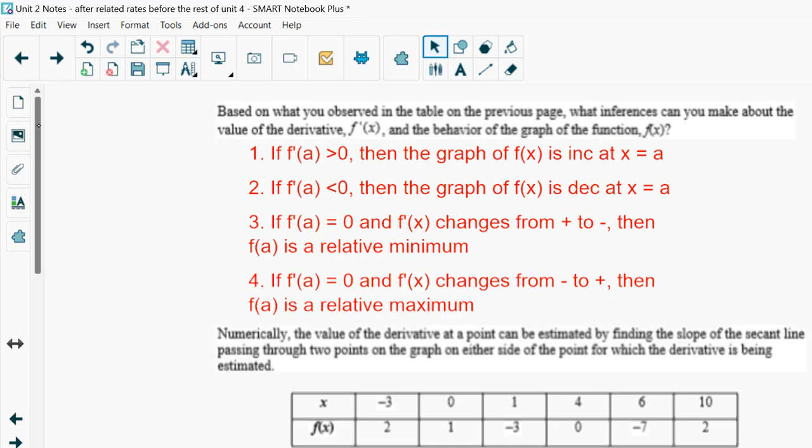And if I plug a number into the derivative and I get a negative number, then the function is decreasing at that point. So I don't need a graph to know that. If I just have a derivative, I can tell if the function is increasing or decreasing.